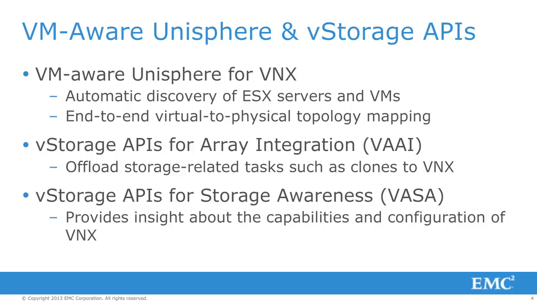VM-aware Unisphere for VNX is a feature that allows visibility into the VM environment for LUNs that are used as data stores. A storage administrator can see what VMs are stored on LUNs that have been provisioned for the VM environment. After providing the vCenter details, Unisphere automatically discovers the ESX servers and VMs stored on VNX for block data stores. Lastly, VMware provides vStorage APIs, which allows arrays to provide their own integration points.